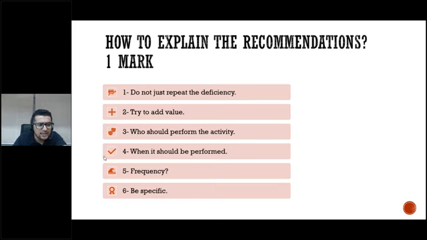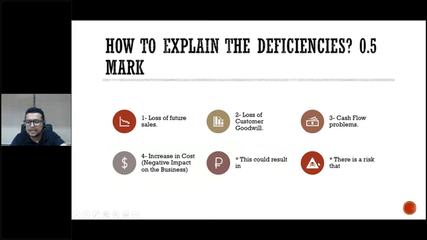Mavish, you were just asking how to use the examiner wording. The answer for your question is this one. This could result in, there is a risk that. I will be demonstrating that, don't worry.